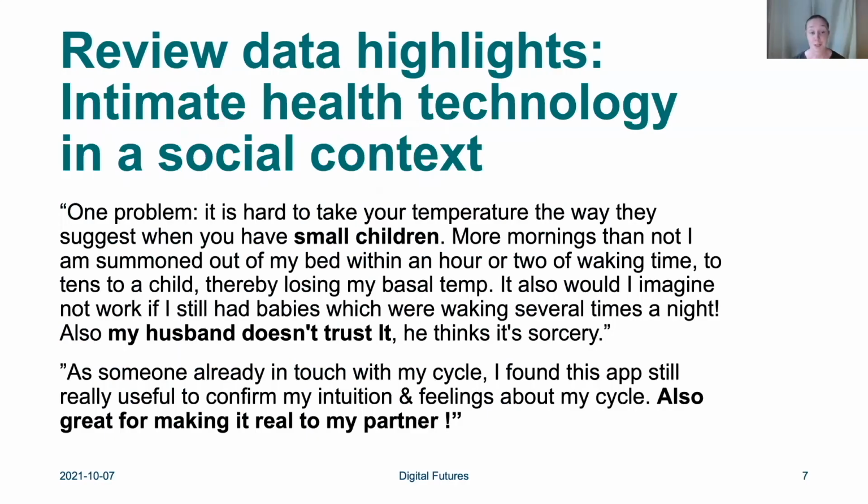But of course, as is so often the case with technology, it is not always quite so straightforward. So here are a few more examples of the kinds of things that come up when we consider intimate health technology in a social context. One problem: it is hard to take your temperature the way they suggest when you have small children. More mornings than not, I am summoned out of bed within an hour or two of waking time to tend to a child, thereby losing my basal temp. It also would, I imagine, not work if I still had babies which were waking several times a night.